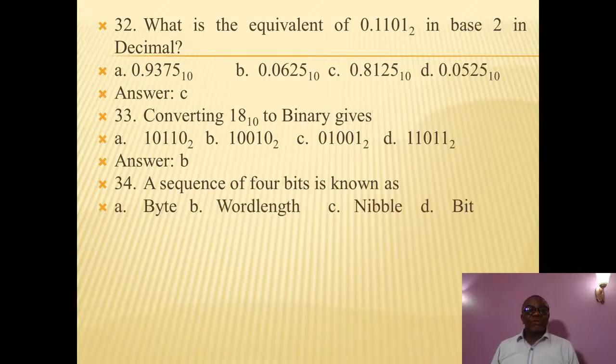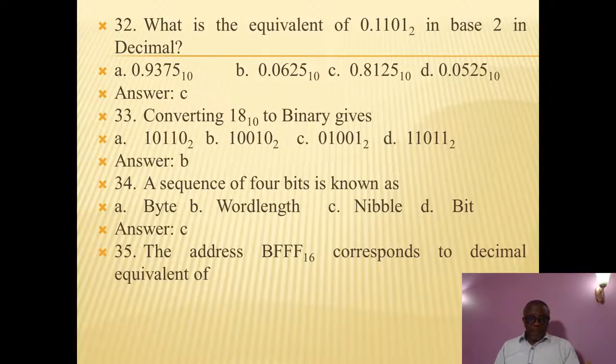So a sequence of 4 bits is known as what? Byte? Of course, no. We say that byte is a sequence of 8 bits. And word length, we say it doesn't really matter. Word length can be any number of bits, provided it is what is used to represent a word in the computer. Then C, nibble. Of course, we say that nibble is any group of 4 binary bits. Then D, bit. Of course, bit could be 0, it could be 1. Any binary number 0 or 1 is known as a bit. So our answer becomes C.